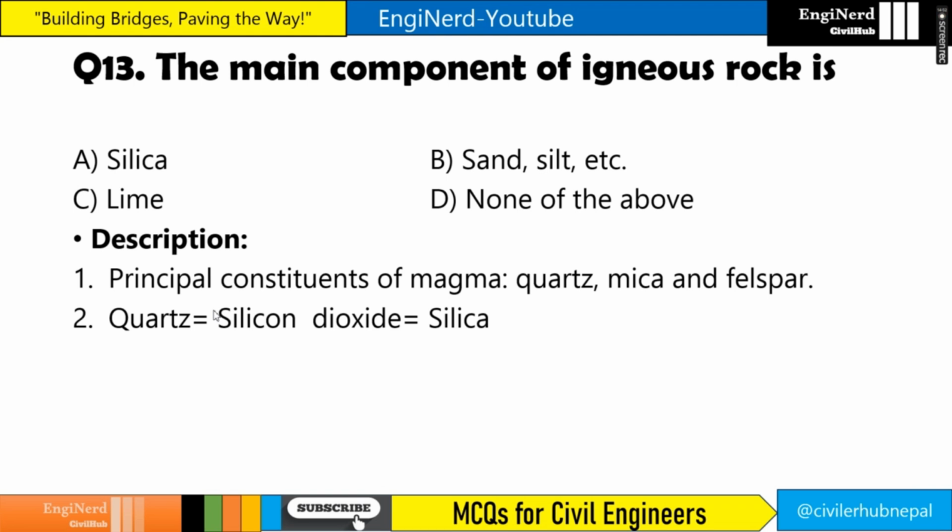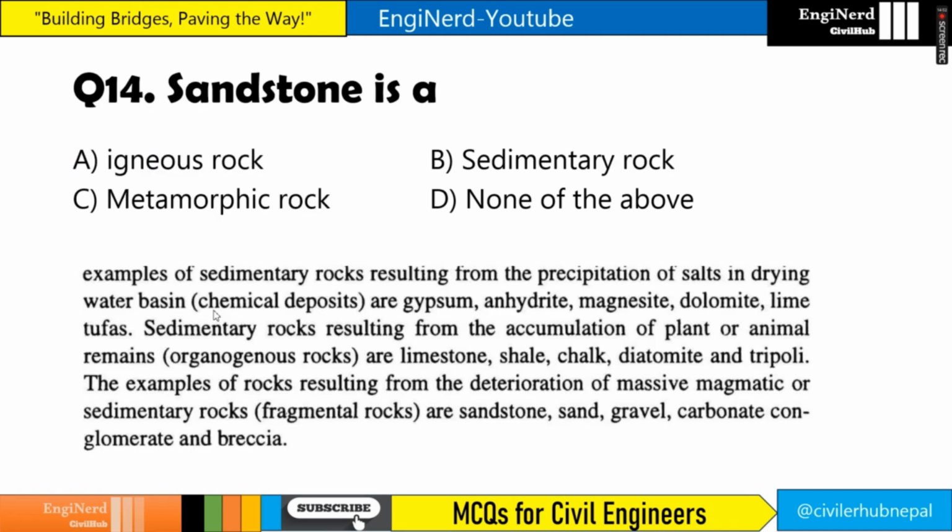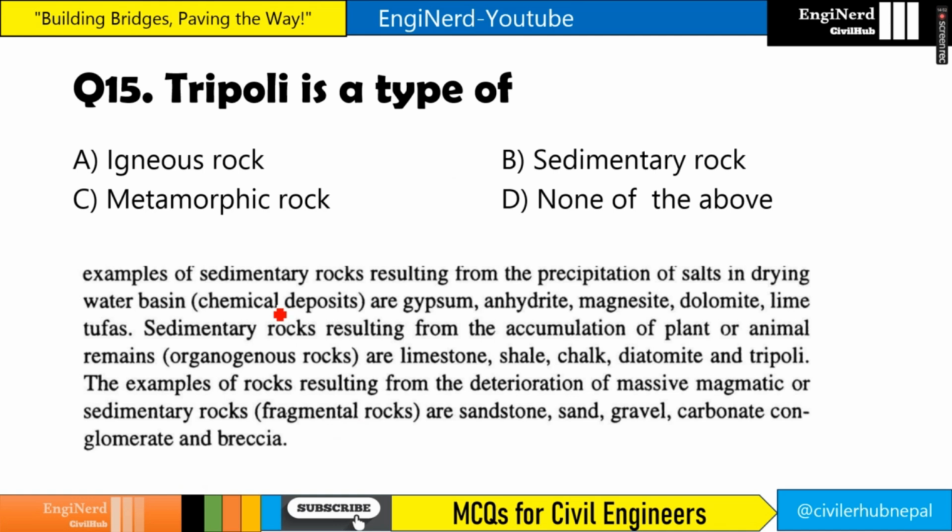The main component of igneous rocks is what? Silica, right? So the answer is silica. Sandstone is what kind of sedimentary rock? We have already discussed this. They are fragmental, organogenous, and chemical kinds of sedimentary rock, and sandstone is a fragmental type sedimentary rock. Tripoli is a type of sedimentary rock. We have already discussed this also.